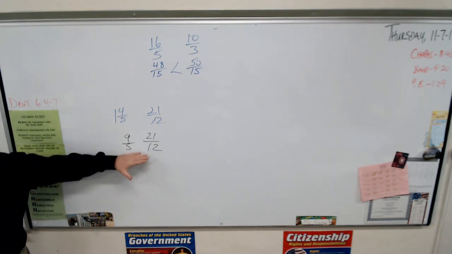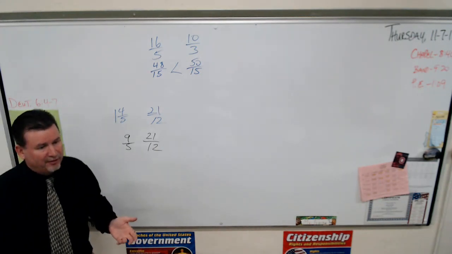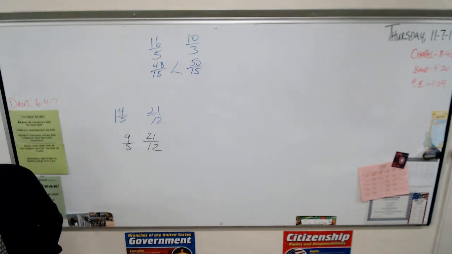Now I've got two denominators, 12 and 5. I can go off to the side and do my prime factorization, or, Mr. Frankie, do we have to do that? What if we could do it in our head? Well, sure, don't show your work if you get it right. But if you get it wrong, you got to show your work. Does that make sense?